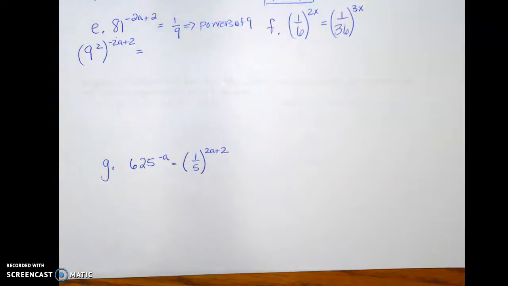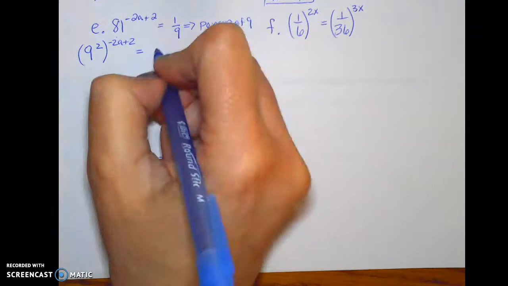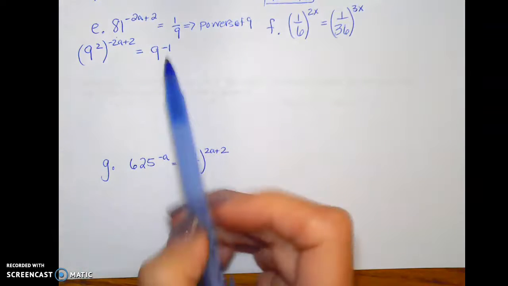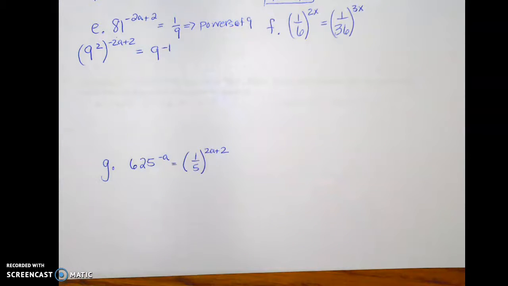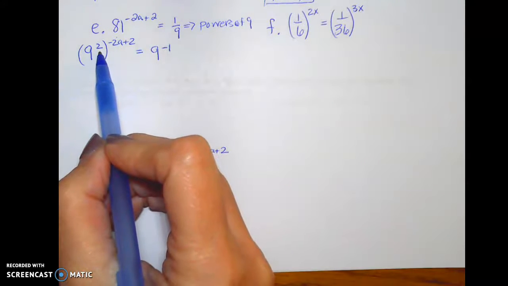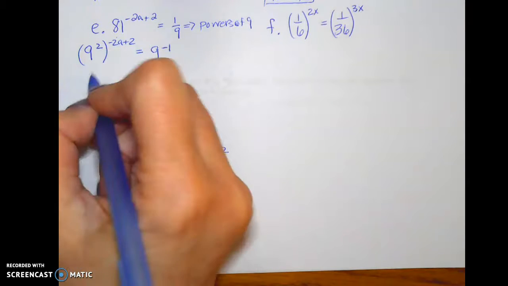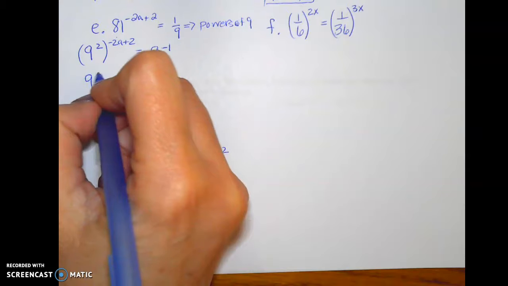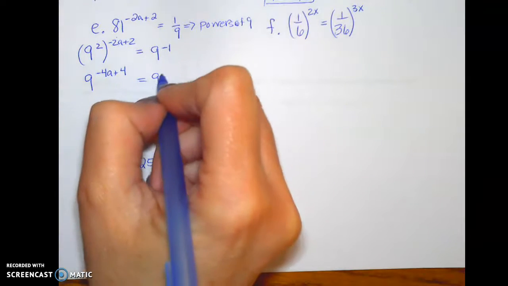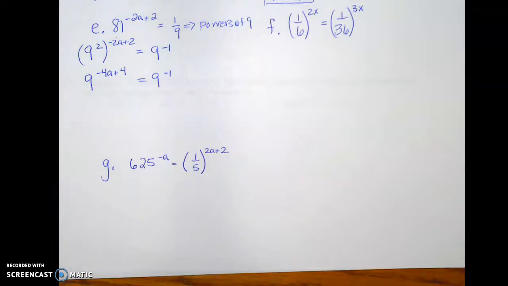And we want to think about how we're going to rewrite 1/9. That's really 9 to the minus 1 power, because 9 to the minus 1 moves this 9 to the bottom. So now we're going to remember on the right here, we're going to multiply because we have power to a power. So that's going to be 9 to the minus 4a plus 4 equals 9 to the minus 1.